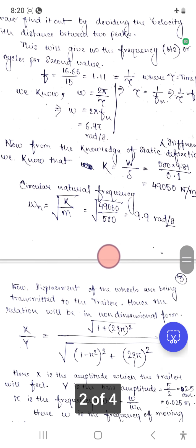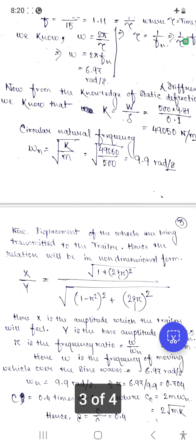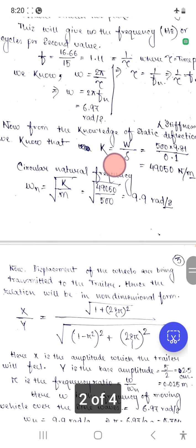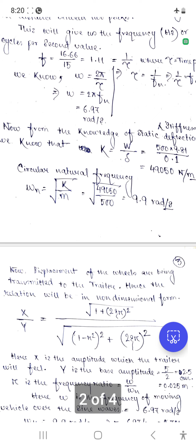Now see, in the last video, whatever expression was given, that is the vibration transmission or isolation, because in the same graph we have seen that one domain was transmission up to root 2, r equal to root 2, and beyond root 2 it is vibration isolation. Here we can see that omega by omega n is less than root 2, because it is 6.97 and 9.9. So it is definitely vibration transmission, and whatever displacement the road bump has, some amount of displacement will reach the trailer body itself.